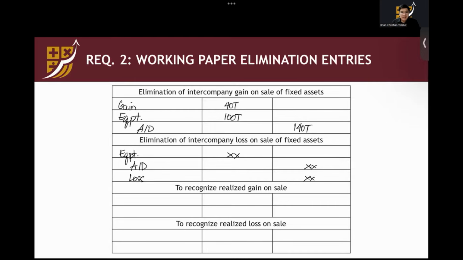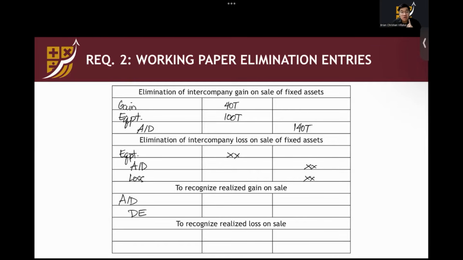Naintindihan? Okay. Next. How do we recognize the realized gain on sale? So, doon sa illustration natin, napansin nyo, di ba, overstated yung depreciation because of the gain, correct? So, para matanggal natin yung overstatement ng depreciation, ang gagawin natin is i-reverse natin, no? So, debit, accumulated depreciation, credit, depreciation expense. Okay? So, magkano kaya yung i-reverse natin doon?